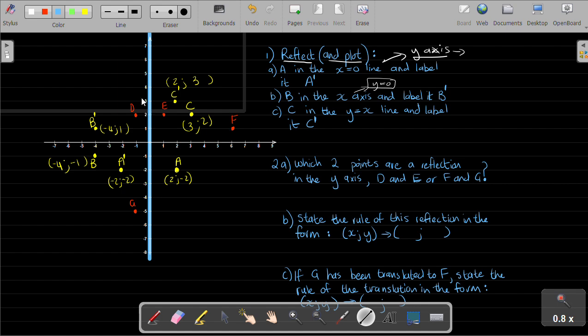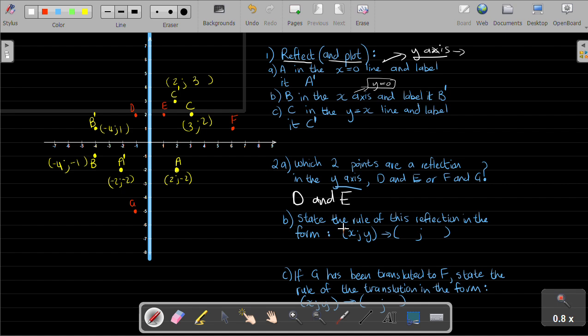Well, you can see D and E are reflections. And also, how can I tell? Because what is the rule regarding a reflection in the y-axis? The y values stay the same, so E would be (1, 2), and this is (-1, 2). So my x value changed sign and my y value stayed the same. So that's how I know. So my answer is simply going to be D and E.